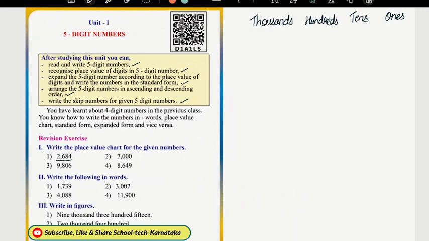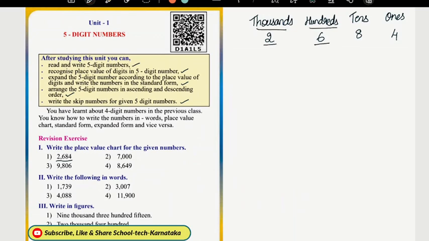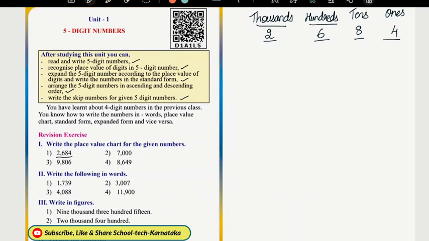2684. As you already know, we write the digits from the ones position. So at ones we have 4, at tens 8, at hundreds place we have 6, and at thousands place we have 2. So let's try to read this number together. It is 2684.